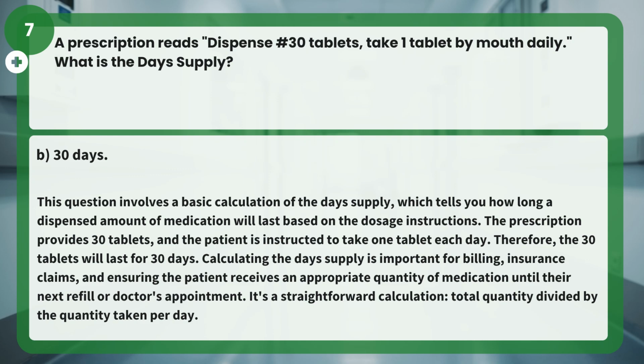Calculating the day's supply is important for billing, insurance claims, and ensuring the patient receives an appropriate quantity of medication until their next refill or doctor's appointment. It's a straightforward calculation: total quantity divided by the quantity taken per day.